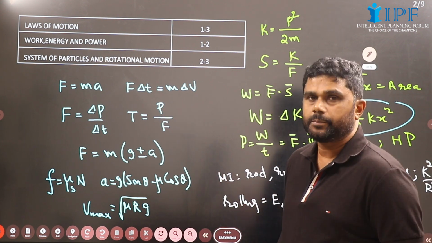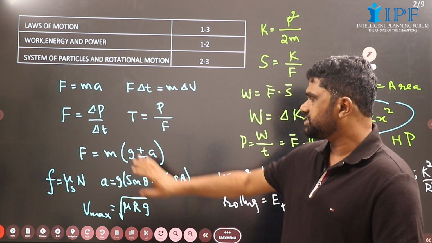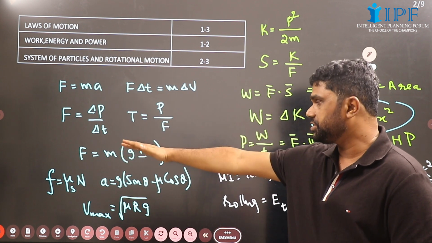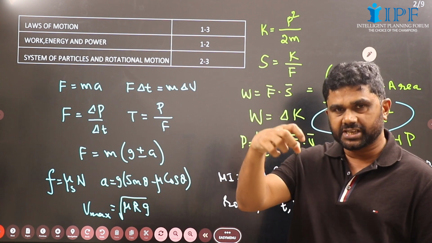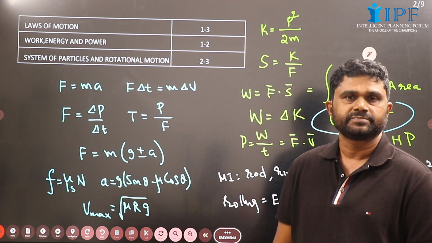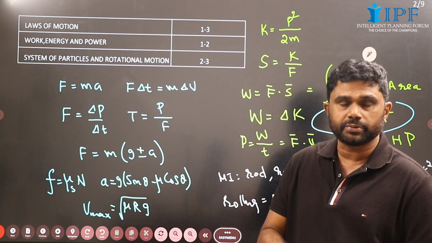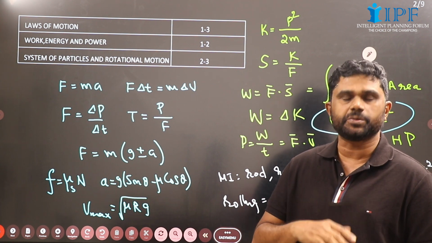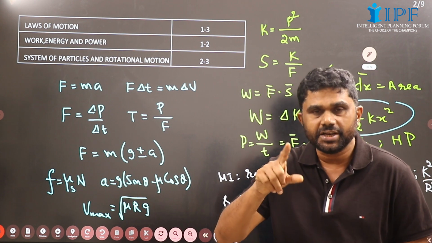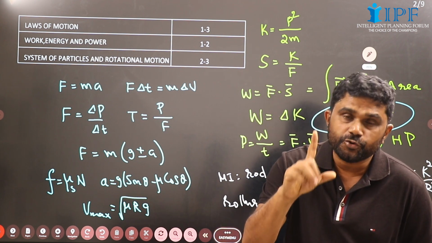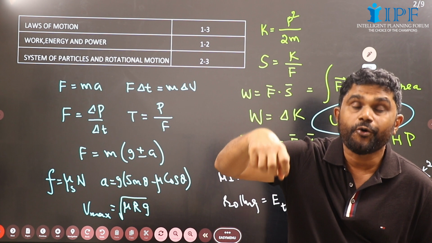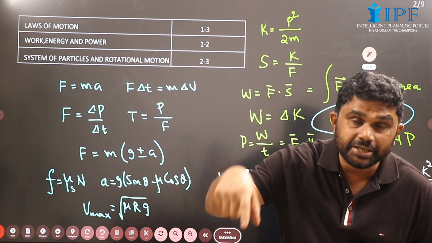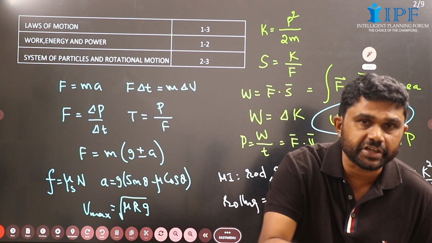Okay, next most important formula from Newton's laws of motion is this: when a body of mass m is kept on the floor of a lift and the lift moves up, then the apparent weight of the body is m into g plus a. See, apparent weight means the force exerted by the block on the floor of the lift.